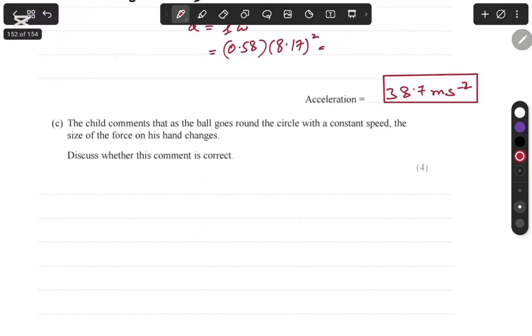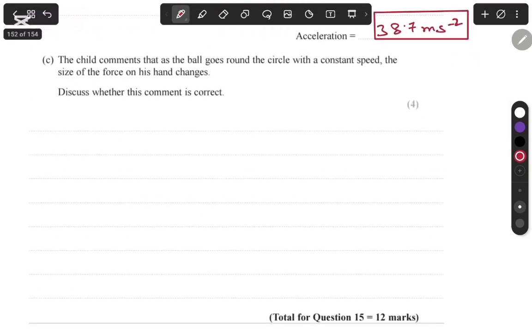Okay, now part C, it says the child comments that as the ball goes round the circle with a constant speed, the size of the force on the hand changes. To discuss whether this statement is correct.